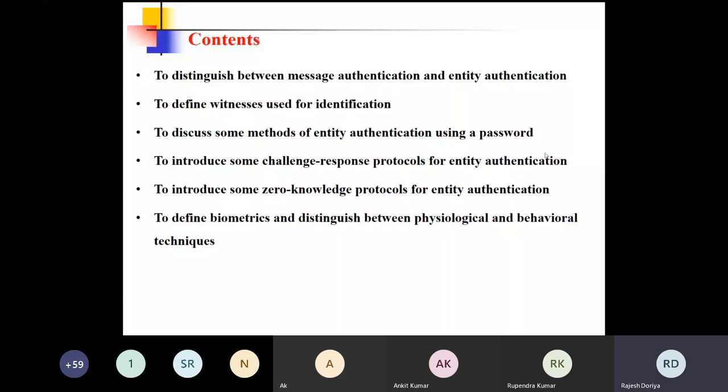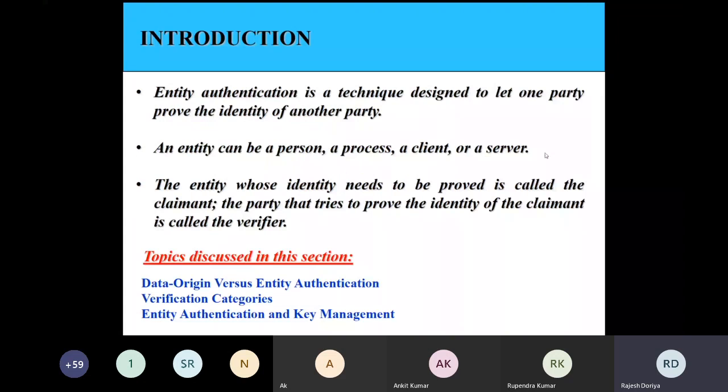Now, what is entity authentication? An entity authentication is a technique which is designed to let one party prove the identity of another party. And whenever we say an entity, an entity can represent a person, a process, a client, or a server, or a program. So an entity can represent any of these.